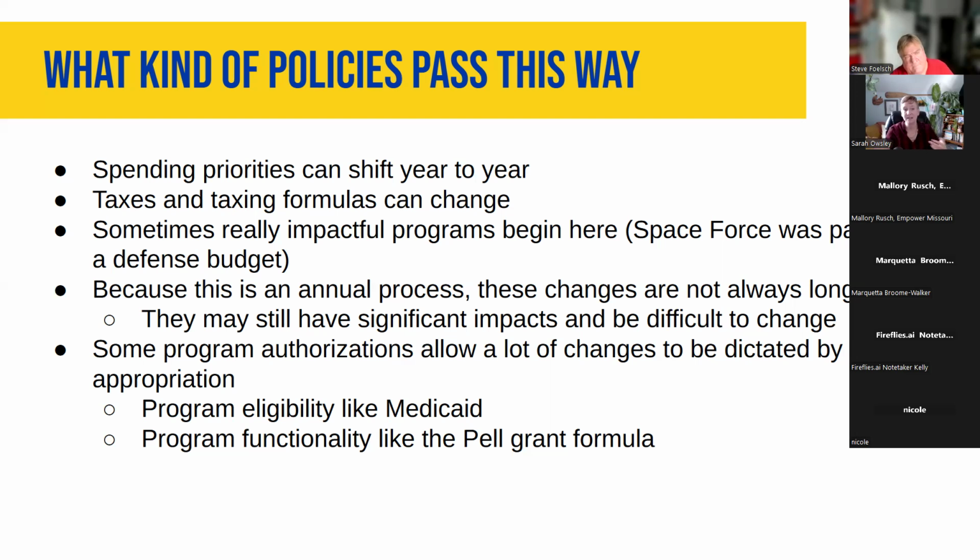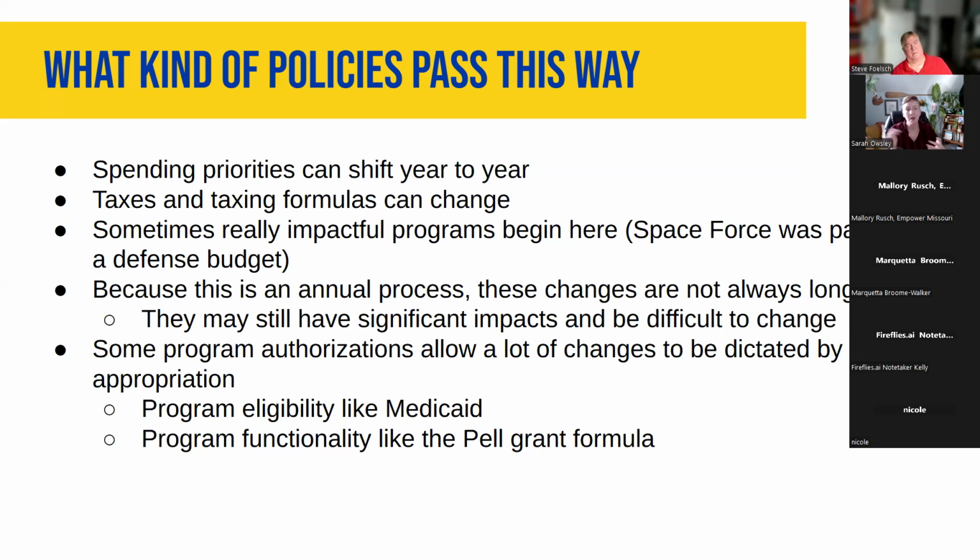Because it's an annual process, these changes aren't always long-term, but they could be. They could also have really significant impacts and be difficult to change in the long term. So just because we might think, even if we have to wait 4 years, we might get this change undone, right? That's a more difficult process. And there is some level of hope that that could happen.